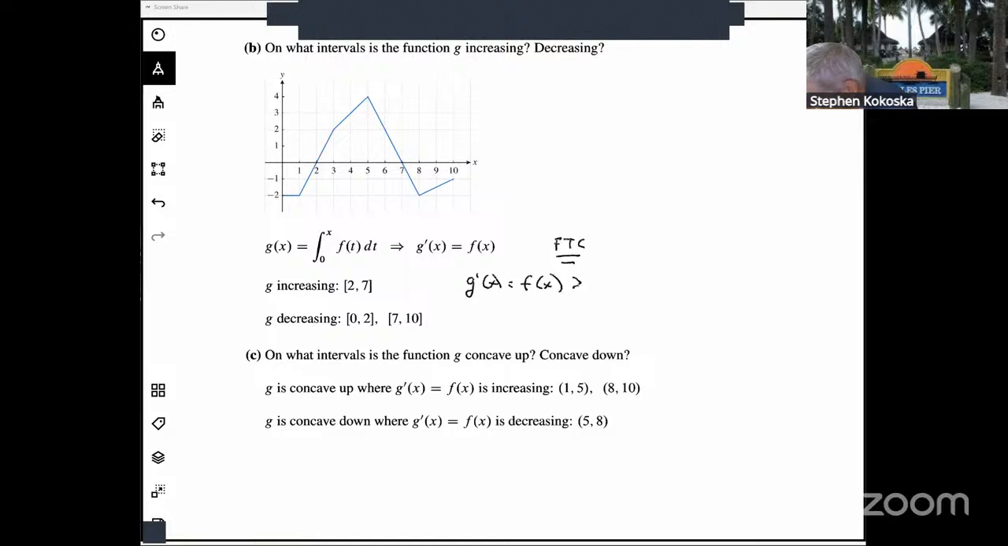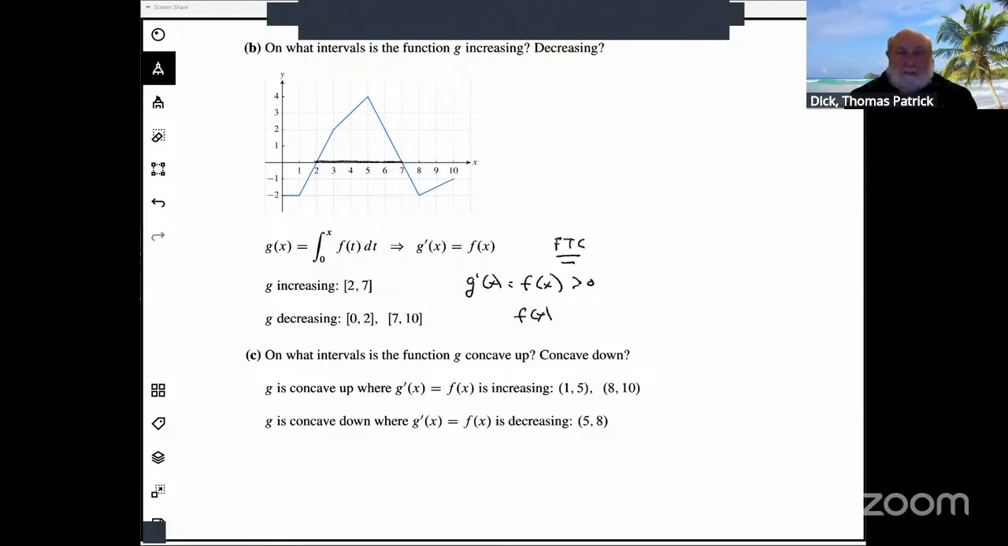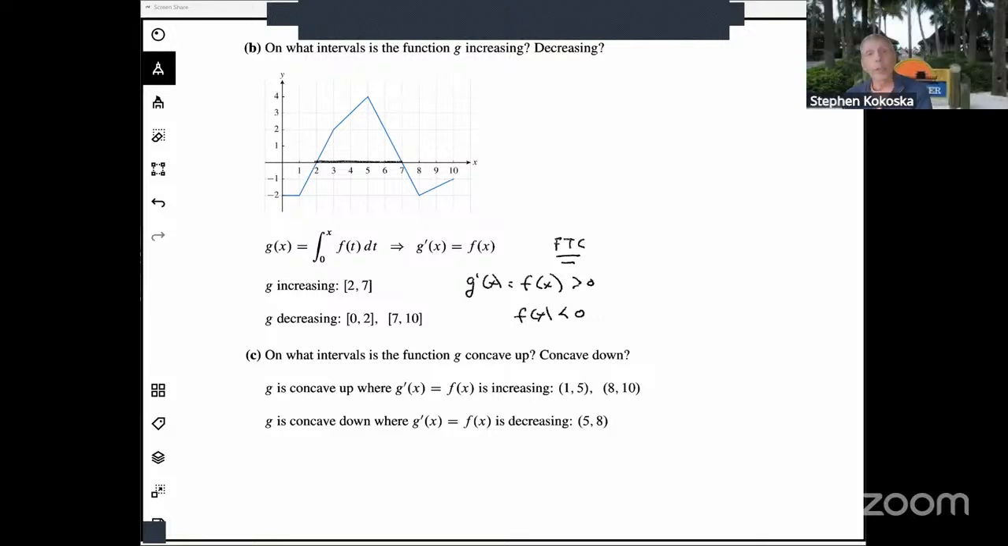is greater than 0. Well, it's greater than 0 on this interval 2 to 7. That means that g is increasing on the closed interval 2 to 7. Where's g decreasing? Well, on the interval 0 to 2, and then 7 to 10, f of x is negative. And so we know that g is decreasing on the closed intervals 0 to 2 and 7 to 10.